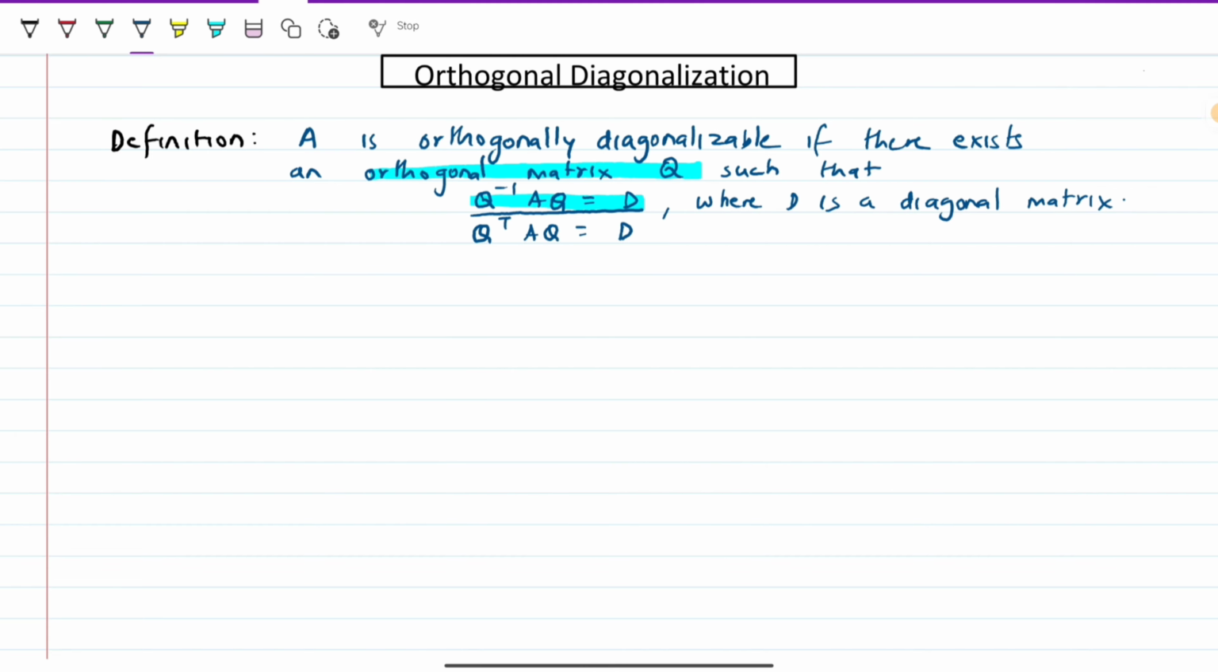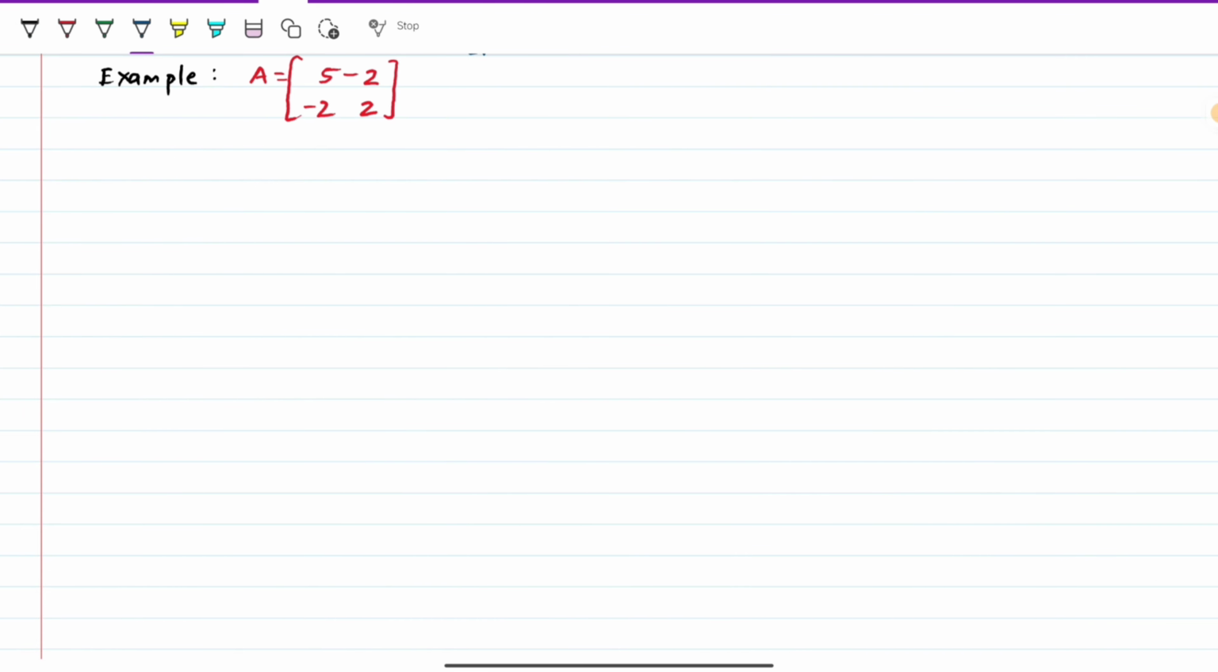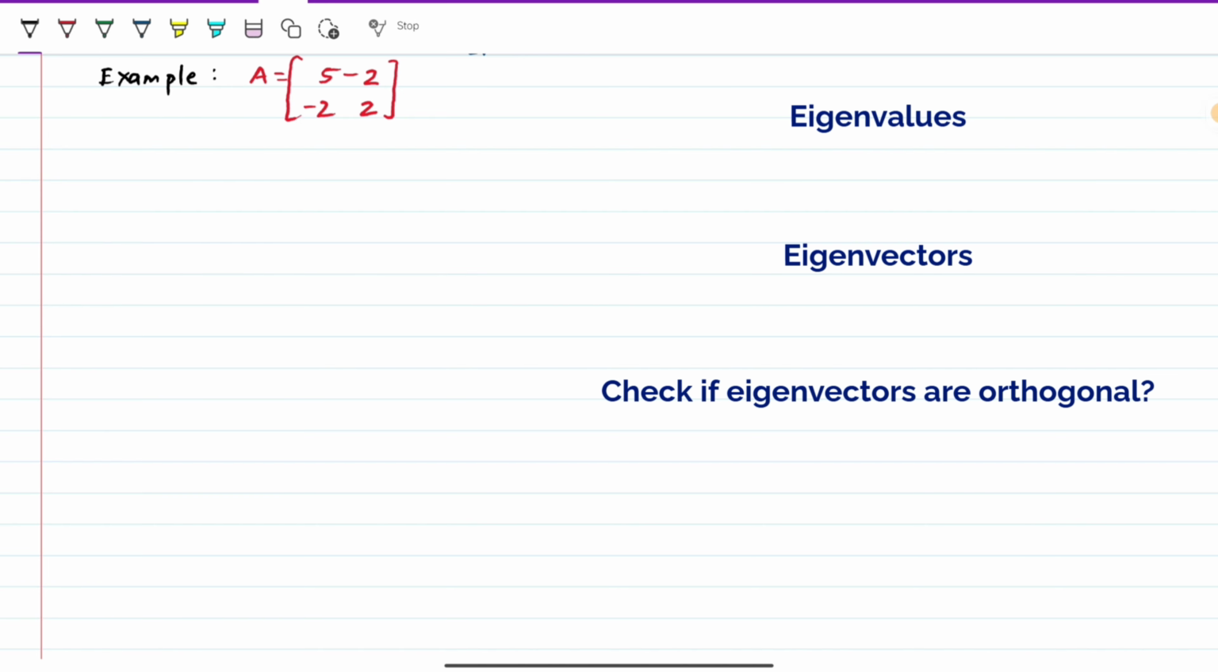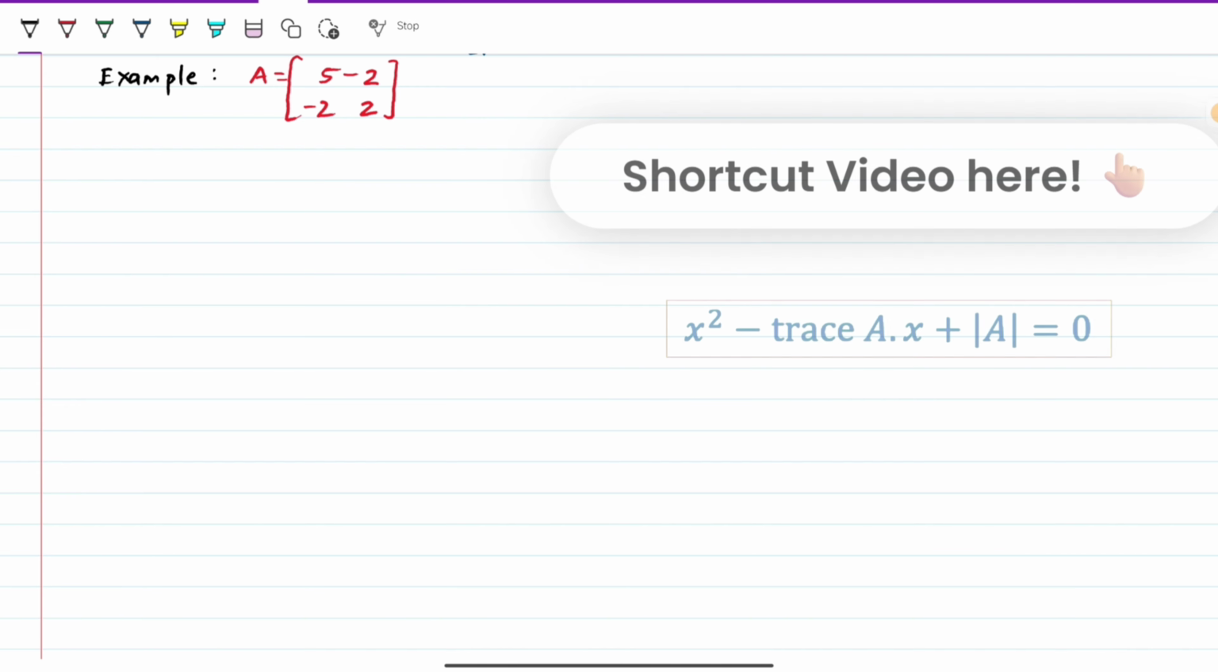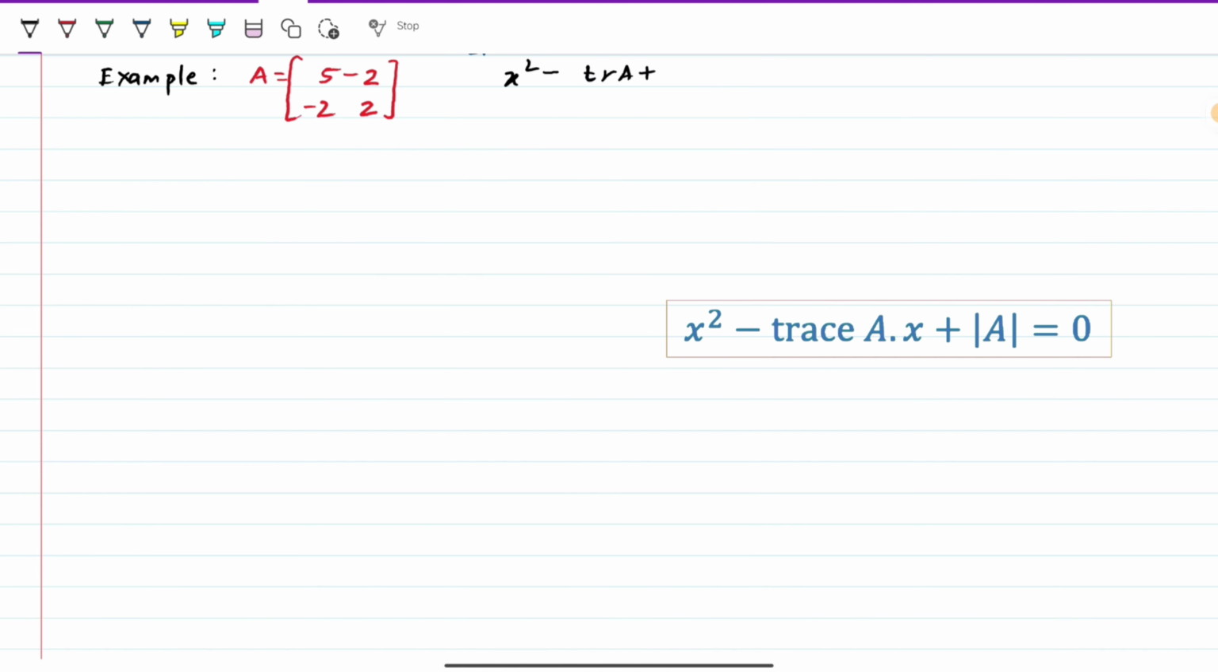Let us see a quick example. So here we have a 2 by 2 matrix A whose entries are 5, -2 and -2, 2. We wish to check whether the given matrix is orthogonally diagonalizable. We will be starting with finding the eigenvalues, its eigenvectors, check if the eigenvectors are orthogonal, and finally have a conclusion. To find the eigenvalues, we are going to use the shortcut method of finding the characteristic equation that is given by x square minus trace of A x plus determinant of A is equal to 0.